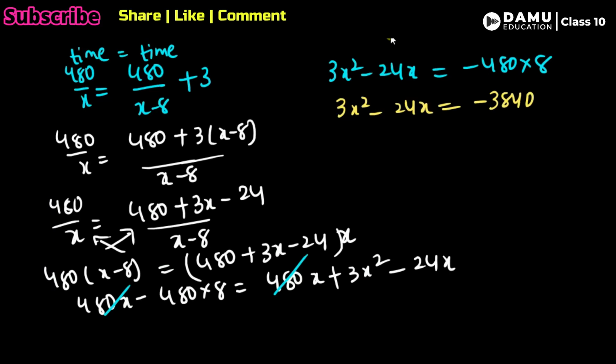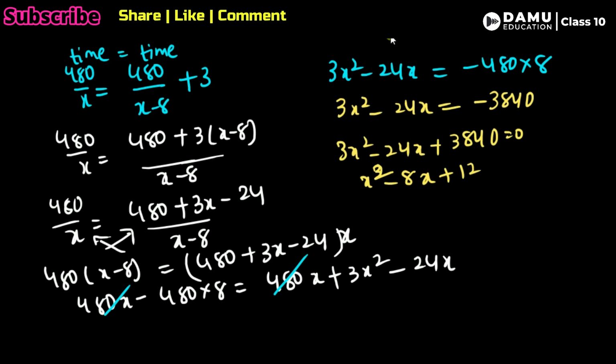So divide all this by 3. So let's take common, 3x square minus 24x minus 3840 will be equal to 0. Then 3 will be taken common. So x square minus 8x minus 1280. 3 ones are 3, 3 twos are 6, then 4 will be there, 3 eights are 24. Then remaining 0. So like this we have to find it. So x is equal to the speed of train.